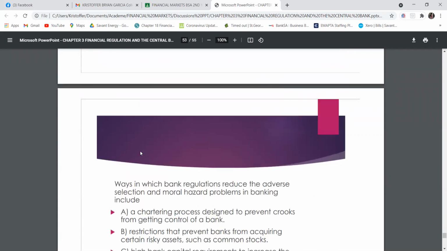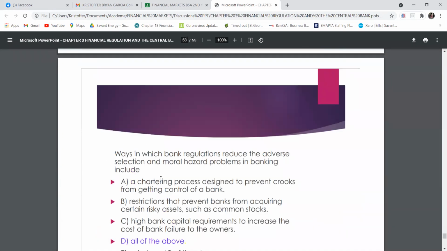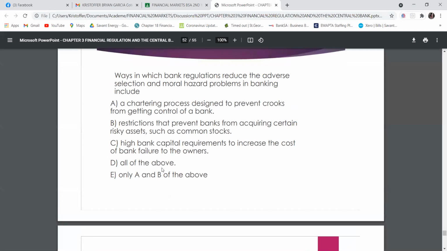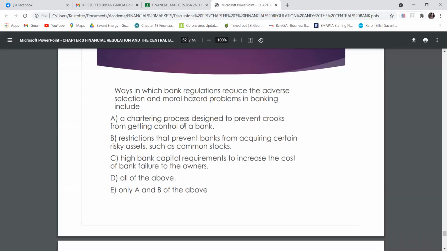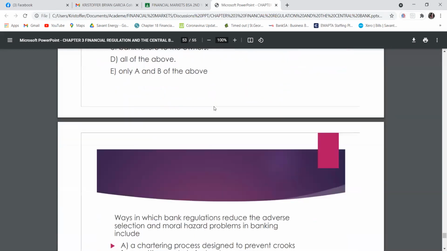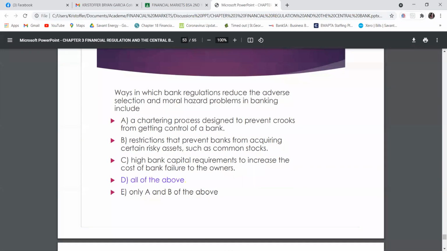Okay, so last two. So last 3 minutes na lang. So ways in which bank regulators reduce the adverse selection and moral hazard problems include all of the above. So ito, chartering process to prevent crooks from getting control, restrictions that prevent banks from acquiring certain risky assets, and high bank capital requirements to increase the cost of bank failure to owners. So yan, yung mga bank regulation that reduce adverse selection and moral hazard problems.